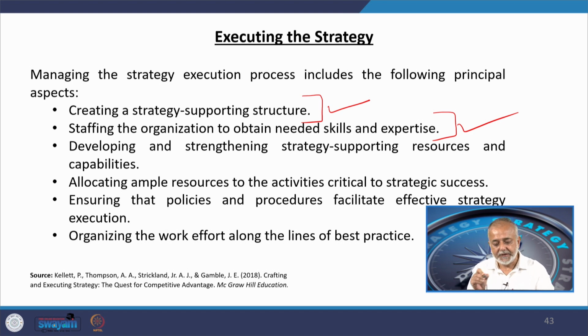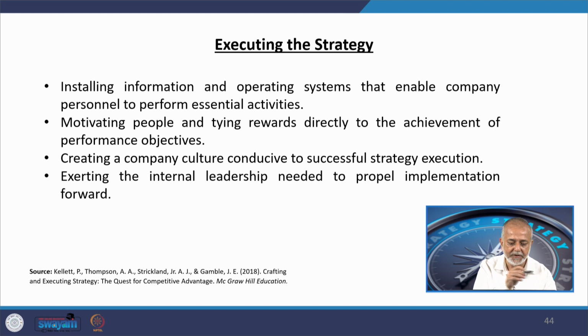Ensuring that policies and procedures facilitate effective strategy execution. What are your organizational policies, what are procedures you are going to follow and so on. Organizing the work effort along the lines of the best practices, and upgrading the organization to that level. So, these are very critical principal aspects which you have to think of. Some others are installing information and operating systems that enable company personnel to perform essential activities, upgrading your software system, purchasing that software or developing that software of your own. If you refer to successful organizations like Amazon, you would realize that they devoted a lot of time in developing their own software and to collate all of their activities with that, and looking into every single aspect of it. It's a very tedious kind of process.